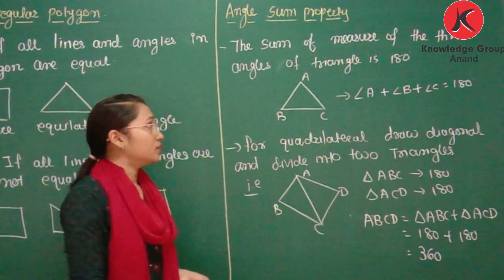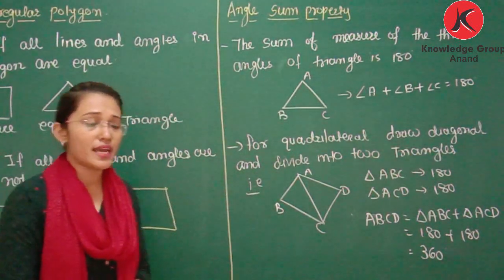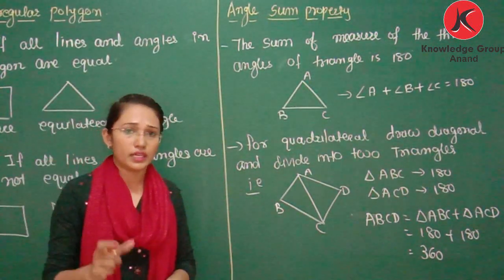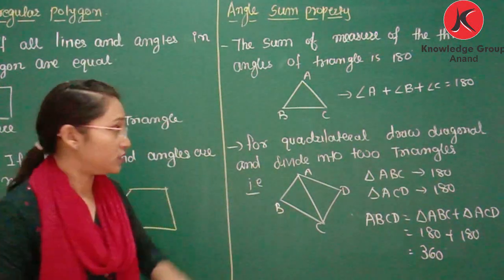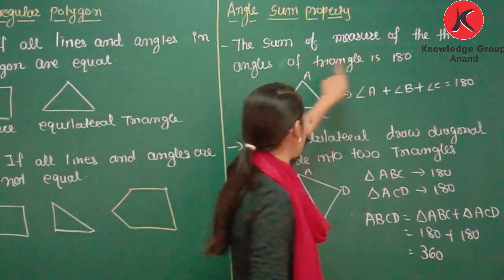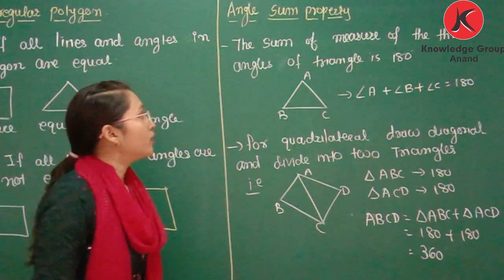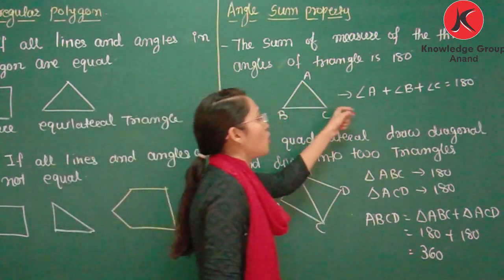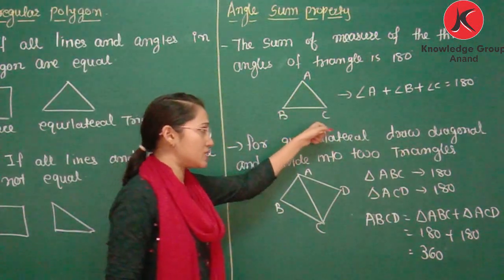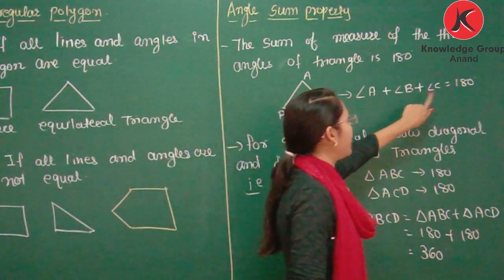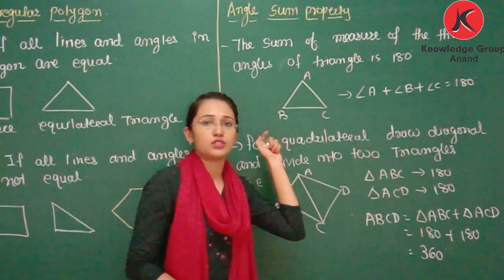angle sum property. We already learned angle sum property in the 7th standard for a triangle. What is the angle sum property in a triangle? The sum of all angles in a triangle is 180. So if the sum of the measures of the three angles of a triangle is 180, it is called the angle sum property for a triangle. Here one example is given: angle A, angle B, angle C. Angle A plus angle B plus angle C is 180. In a triangle, what is the sum of all angles?